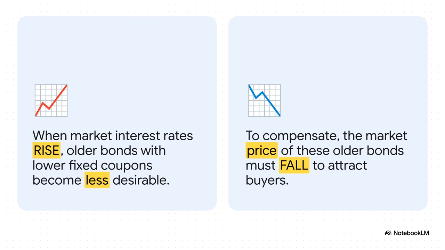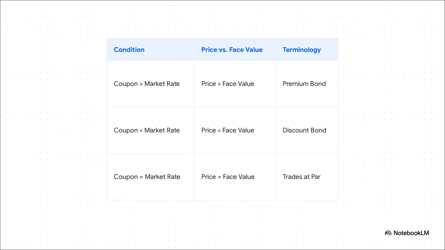When prevailing interest rates in the broader market rise, new bonds are issued with more attractive, higher coupons. Consequently, older bonds with lower fixed coupons become less desirable, and their market price must fall to compensate and attract buyers. This inverse relationship determines whether a bond trades at a premium, a discount, or its original par value.